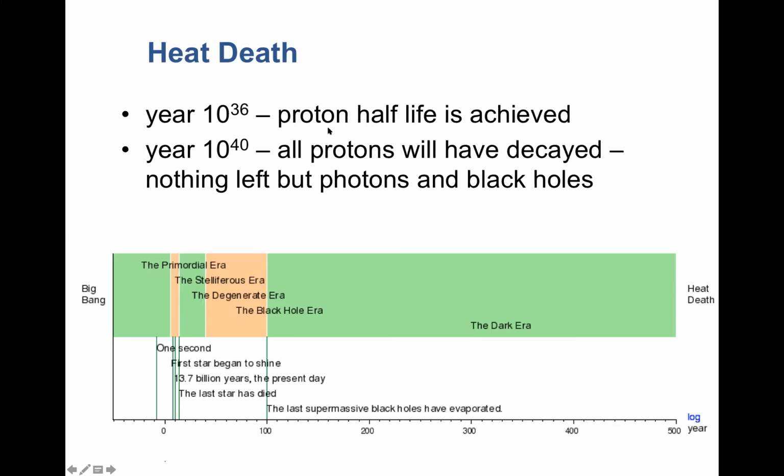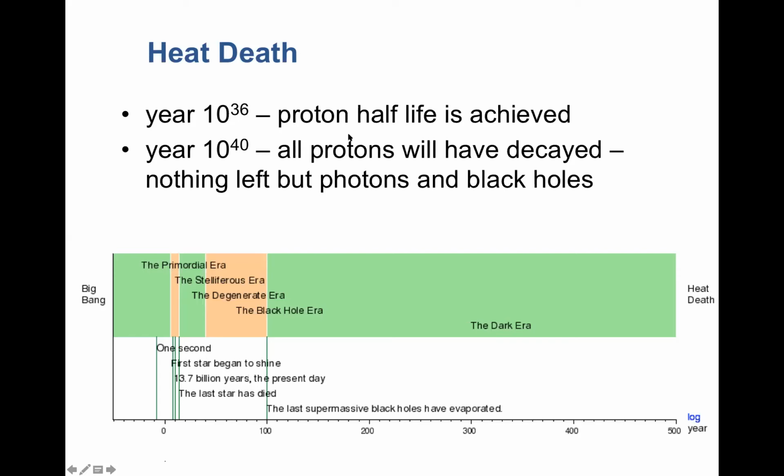If it's 10 to the 36 years, let's say that proton half-life is achieved at 10 to the 36 years. At 10 to the 36 years, half of them are gone, right? At 2 times 10 to the 36, another half of them are gone. At 3 times 10 to the 36, 4 times, another half of them are gone. Every 10 to the 36 years, half of them are gone. Well, by the time you get to 10 to the 40, that's a huge number of halves, right? That is, I don't even know, thousands of halves.